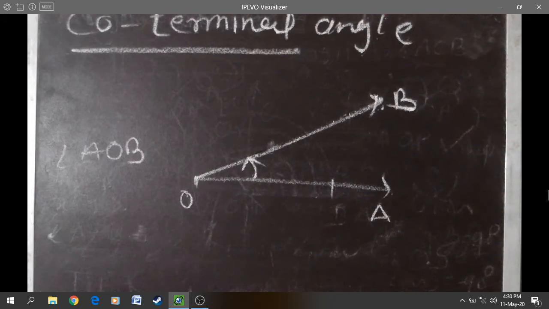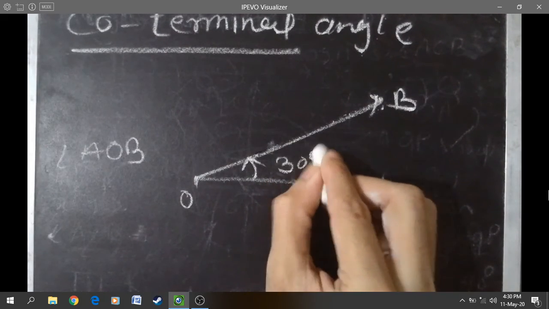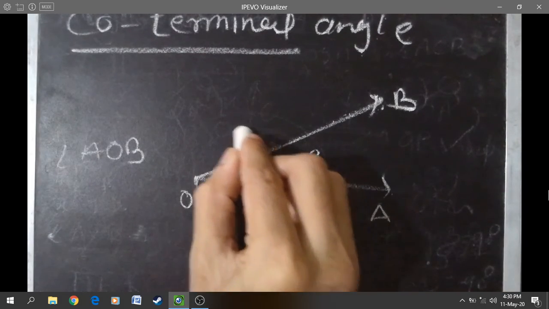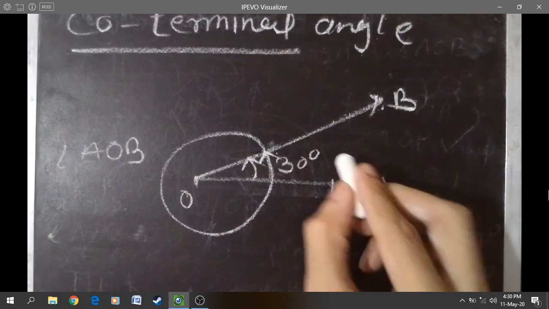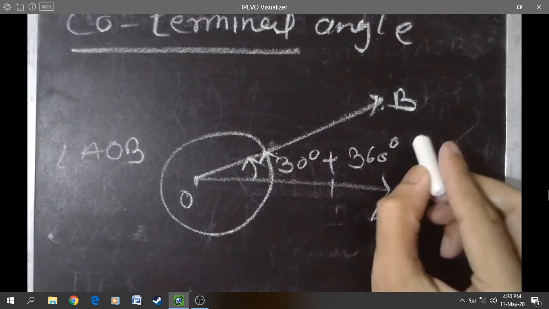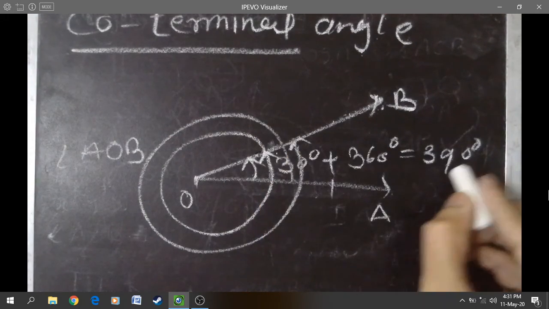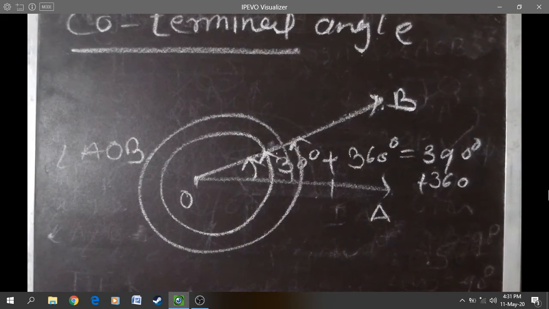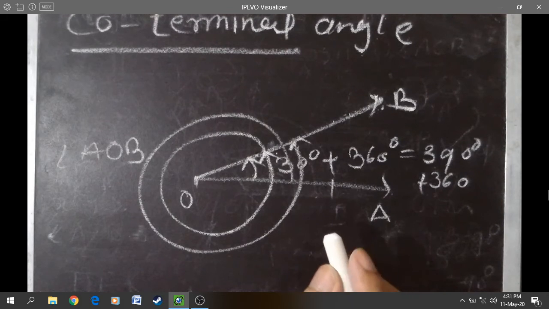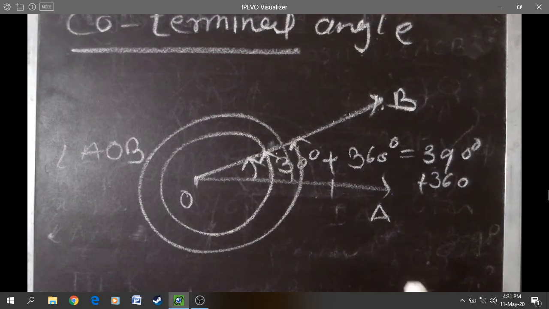Directed angles having, suppose this one has 30 degrees. If we have a rotation again, then it should be adding 360, so it is 390. Suppose we have one more rotation, then it should be plus 360, right? So these all are called terminal angles. Terminal angles have different amounts of rotations.